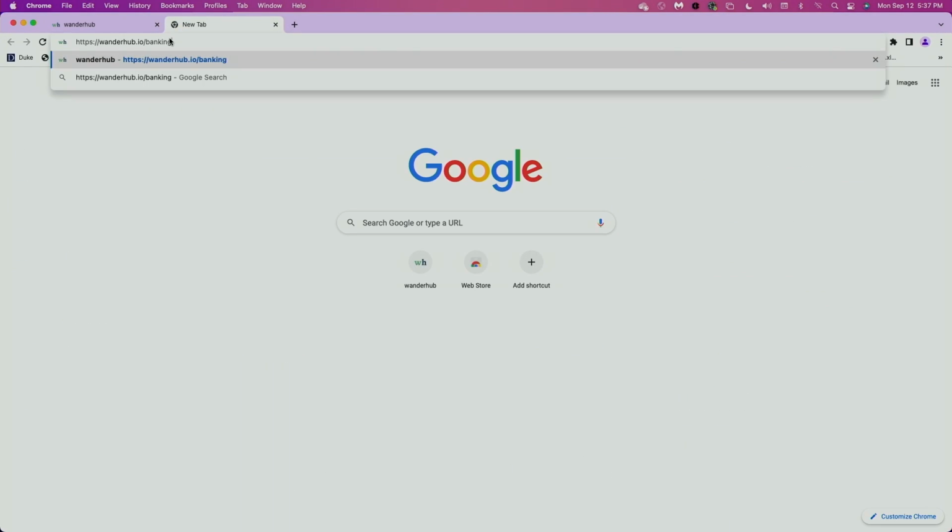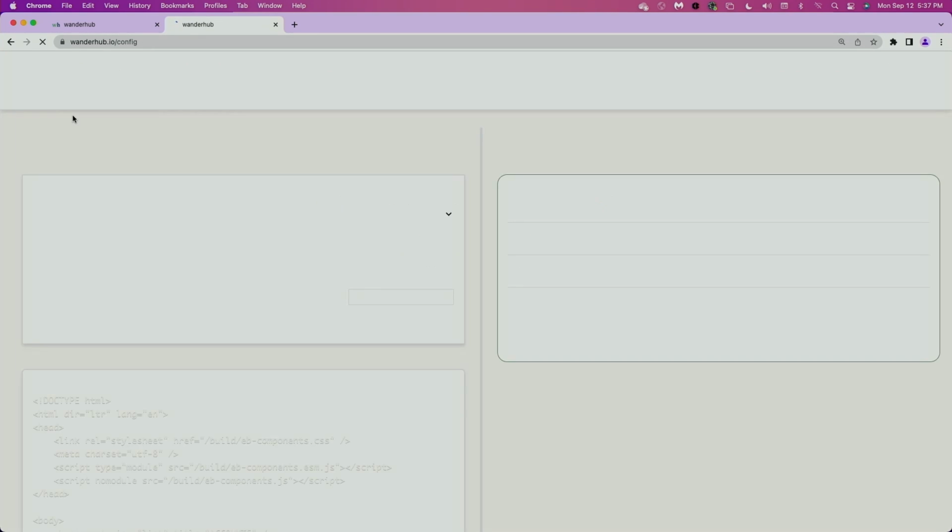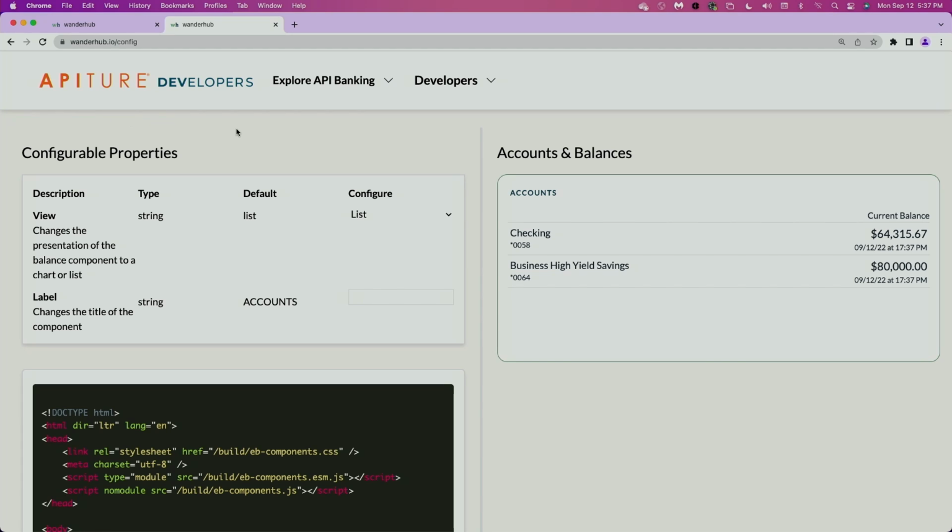As Danielle brings up Apiture's developer portal, for my non-technical folks out in the crowd, know that Apiture provides the tools and resources that engineers need to be successful with quick and easy implementations of banking services. For my technical folks, what would happen is Wanderhub's developer would go to Apiture's developer portal. They would register for keys, and then they'd be able to choose from a library of embeddable components based on which functionality they want to bring into their application.